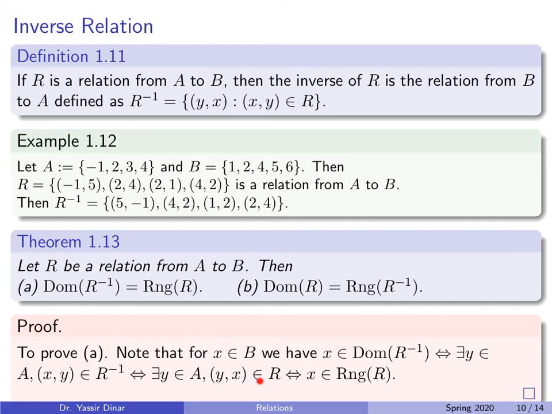And what does that mean? It means that since x appears on the second coordinate of the relation R, x is in the range. And the other way around, if we have x in the range, we can conclude that x will be in the domain of R inverse. What that means is that the domain of the relation R inverse is a subset of the range, and also the range of R is a subset of the domain of the inverse of R. And that means the two sets are equal.